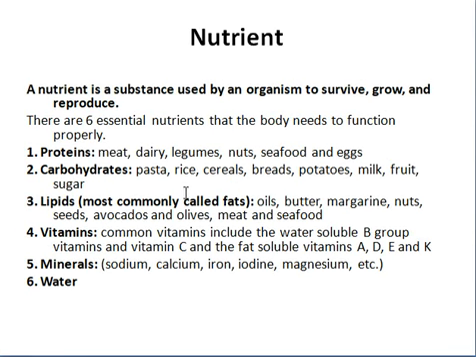So what is a nutrient? A nutrient is a substance that supports life. It helps an organism to survive, grow, and reproduce. There are 6 essential nutrients: protein, carbohydrates, lipids, vitamins, minerals, and water. So these are all nutrients and they can be found in different foods. For example, protein can be found in meat, dairy, legumes, carbohydrate in pasta, rice, cereals, lipids in oil, butter, margarines, nuts, seeds, vitamins, minerals and water. You already know about it.